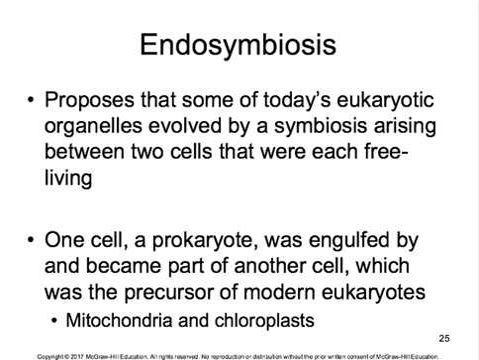And endosymbiosis is this theory that some eukaryotic organelles evolved by symbiosis arising between two cells that were each free living. So what scientists think is that one cell, probably a prokaryote, so a bacteria, was engulfed by and became part of another cell, which was the precursor for modern eukaryote cells. And that bacteria is what eventually became the mitochondria or chloroplast.